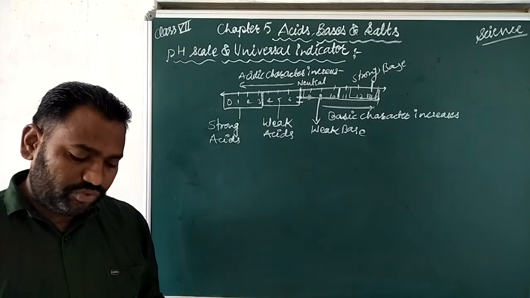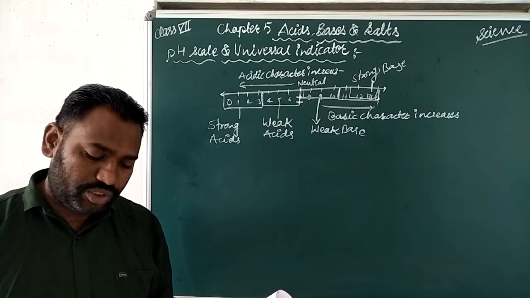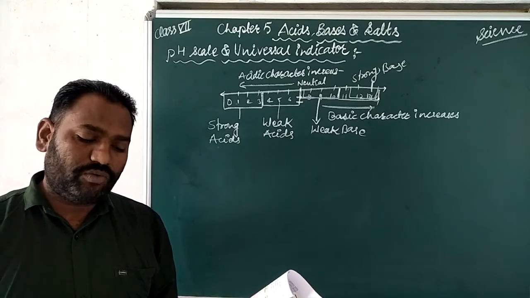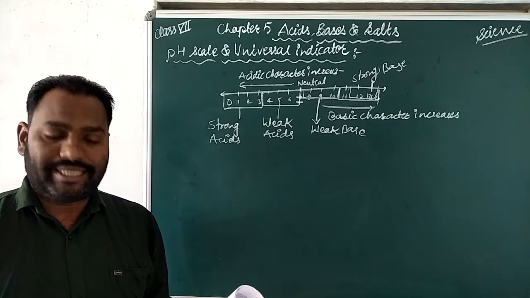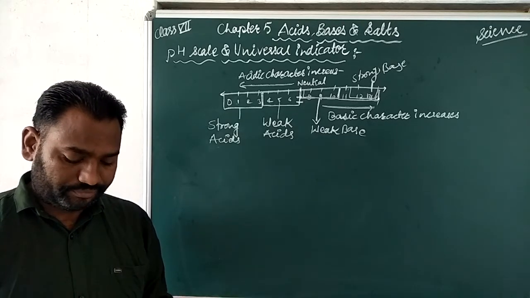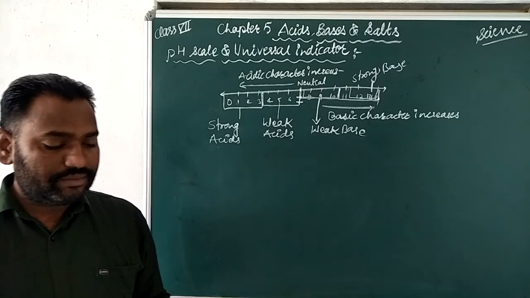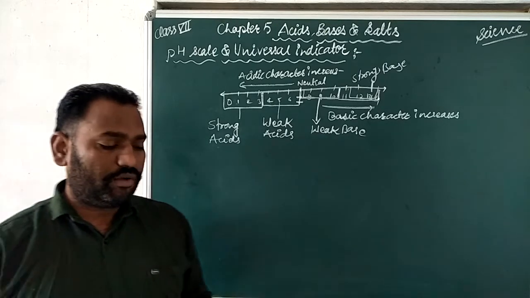So a pH value equal to 7 indicates a neutral solution. Pure water or distilled water has a pH value equal to 7. Okay, equal to 7.